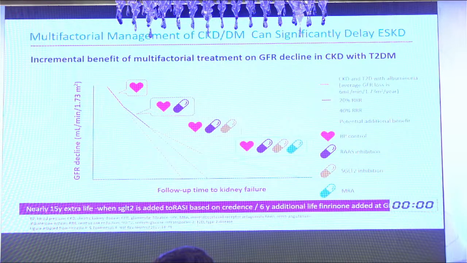So the last 2-3 slides: multifactorial management. When you talk about managing a complicated disease like chronic kidney disease or diabetes, we need to go in multiple steps. If you are controlling blood pressure with not the best drugs, the benefit you see is not the same as when you use a RAS blocker. When you use an SGLT2 inhibitor, the curve changes, and when you use finerenone, the curve changes further. So it has been reported that one can get 16 years of extra life when an SGLT2 inhibitor is added to a RAS blocker, and 6 years of extra life, so far as dialysis delay is concerned, if finerenone is given.